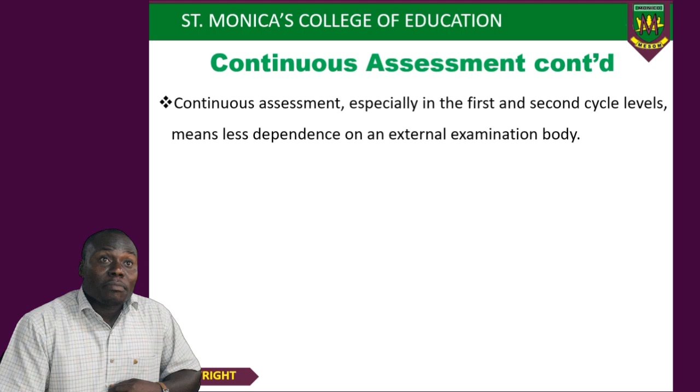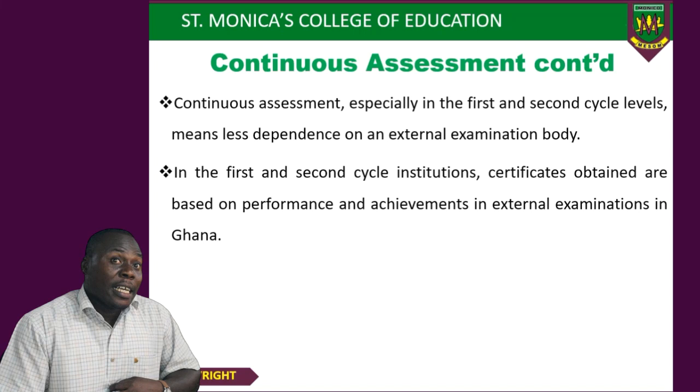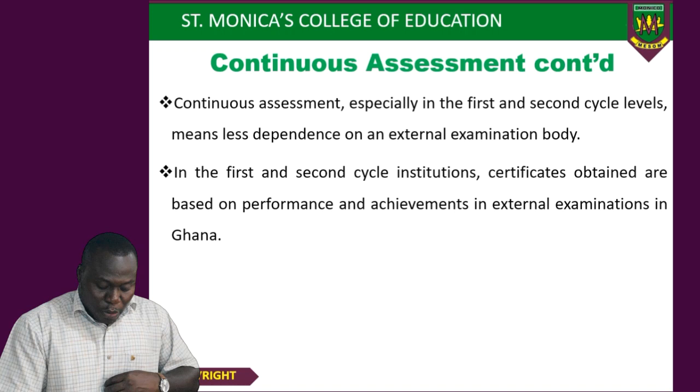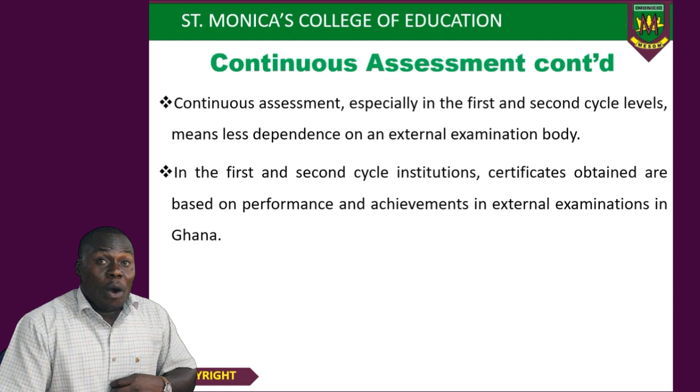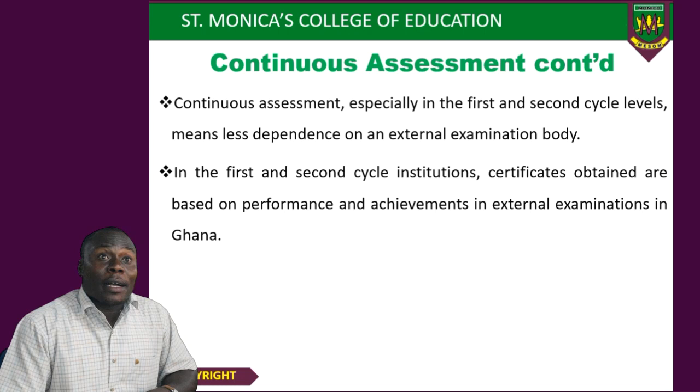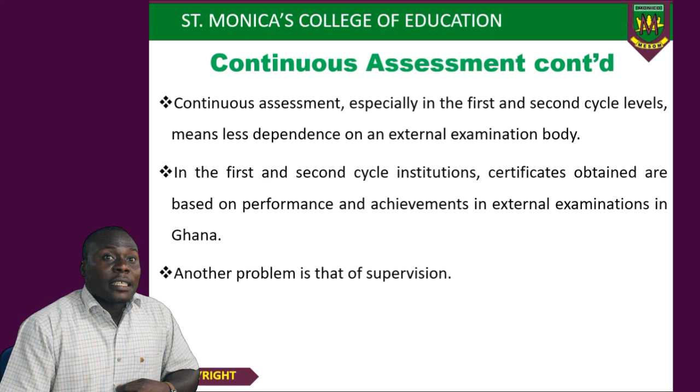The next disadvantage is that in the first and the second cycle institutions, certificates obtained are based on performance and achievement in external examination in Ghana. If schools award certificates based on the attainment of their own students, so if we are to use continual assessment to grade students to give them final certification to go out to work, standards will vary from school to school as well as certificates. So the credibility of certificates becomes doubtful in most cases. To handle this problem, schools will contribute some percentage from the accumulation of the continuous assessment, and the external examination body, being WAEC or any other examination body, will also provide the other marks to make a whole.